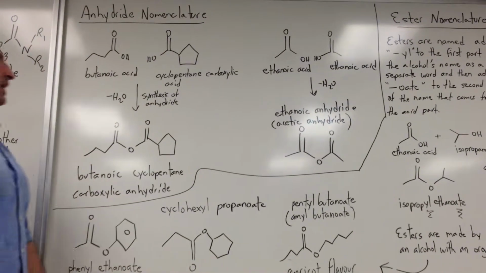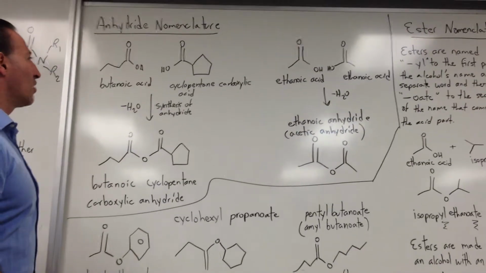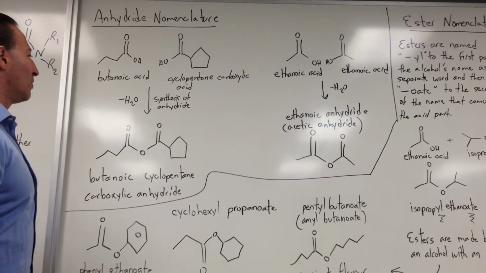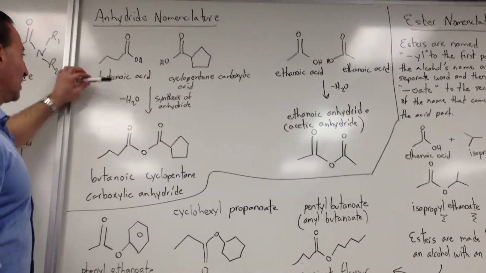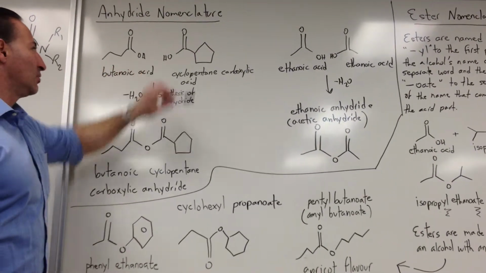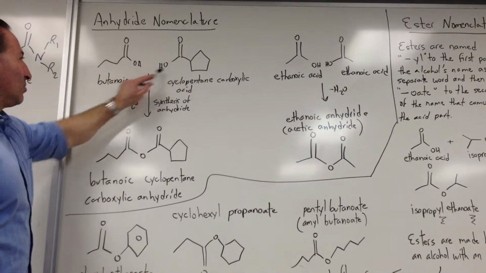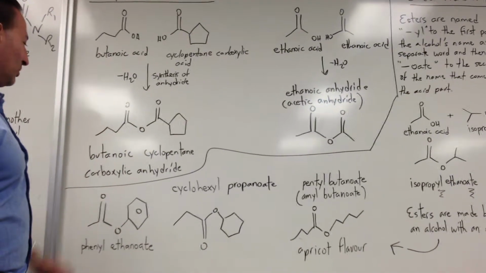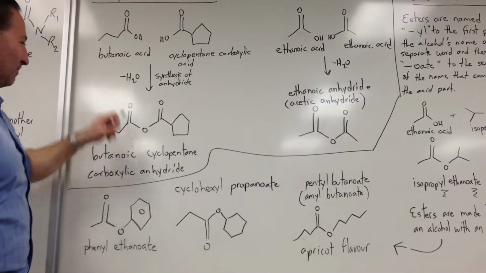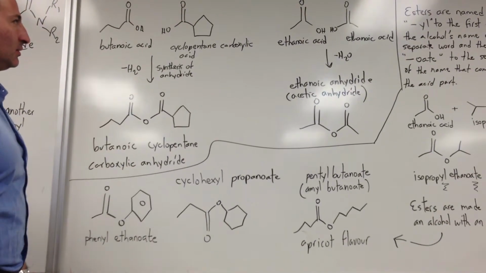In this section we cover anhydride nomenclature. Anhydrides are made by combining two carboxylic acids, with the removal of water, to form the anhydride. So for example, if you take butanoic acid and cyclopentane carboxylic acid, you remove water so the molecules join at this point, you will get this molecule, which would be called butanoic cyclopentane carboxylic anhydride.